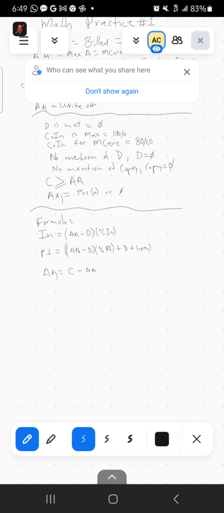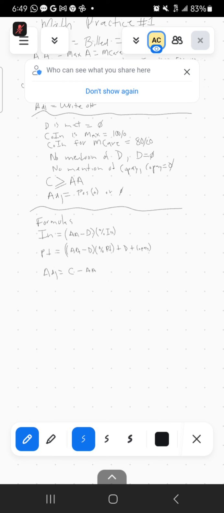Like I said before, charges are going to be bigger than the allowed amount or the same. If charges are bigger than the allowed amount, when you do a big number minus a smaller number, you get a positive number. And if the two numbers are the same, one minus the other is going to give you 0. So the adjustment could be either a positive number or 0. 0 is a number, but a positive number or 0.